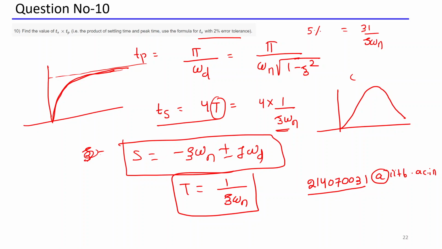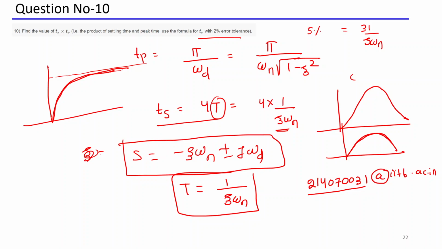Under damped means you make multiple oscillations and then reach the steady state. But in critically damped, hardly one oscillation is produced, maybe or may not be. Sometimes the graph will come here and reach like this. Sometimes it will come close to here, but it will hardly produce one oscillation. That is called a critically damped response. Any doubt?